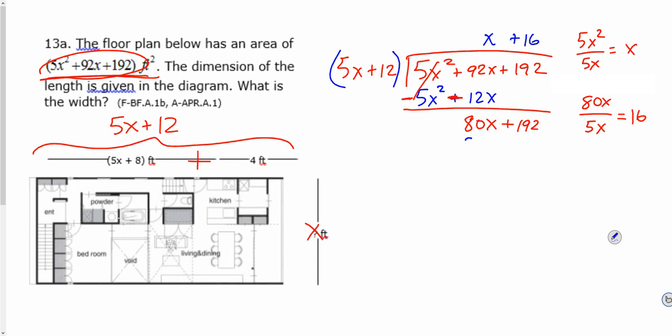16 times 5x is 80x, and then 16 times 12 is 192. And then I go back and change all the signs. So this gives me 0. So these are the dimensions of my other side. So this is x plus 16 feet.